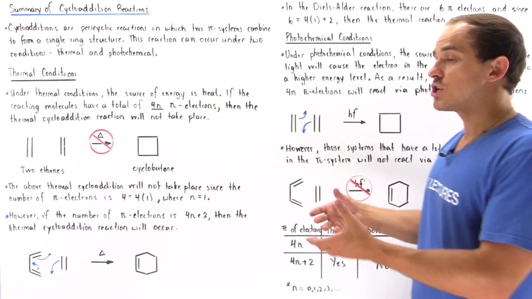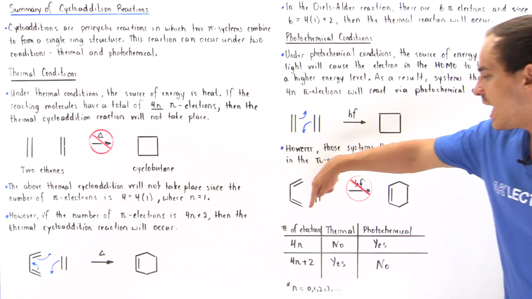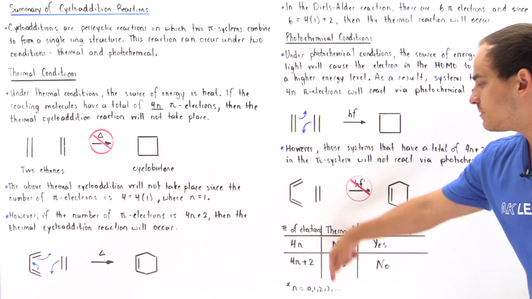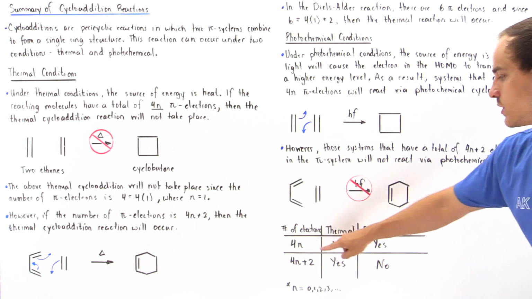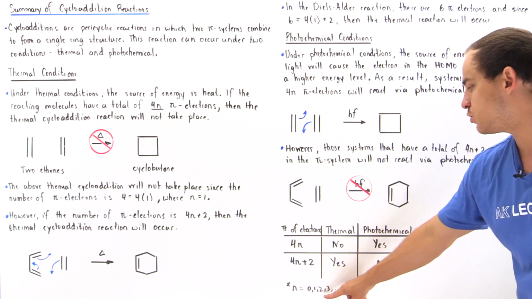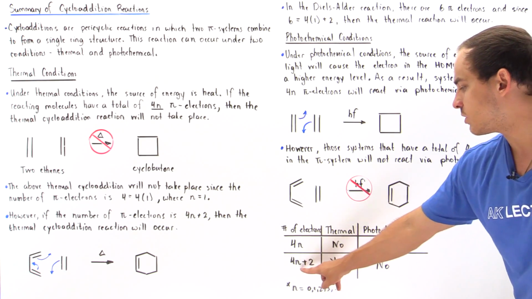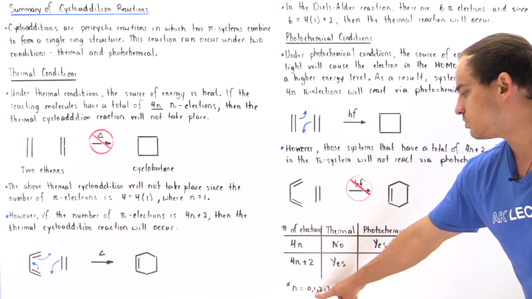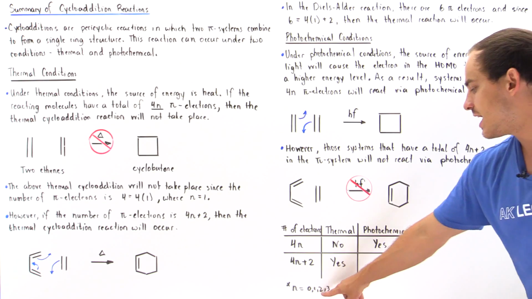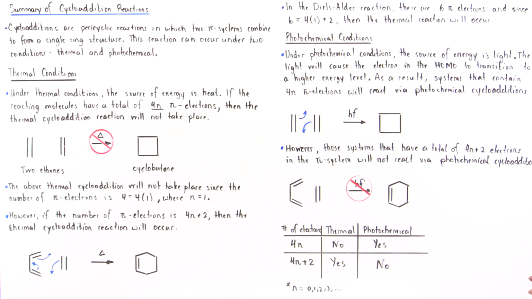So we can generalize these results into the following table. This column designates the number of electrons. So we have 4n or 4n plus 2, where n is 0, 1, 2, 3. For example, if n is equal to 0, this becomes 0, this becomes 2. If n is equal to 1, this is 4, this is 6. If n is 2, this is 8, this is 10, and so forth.